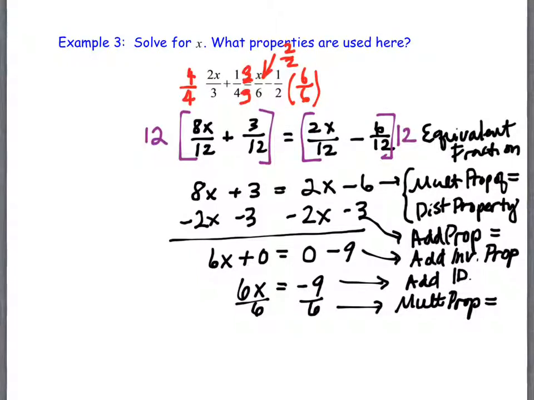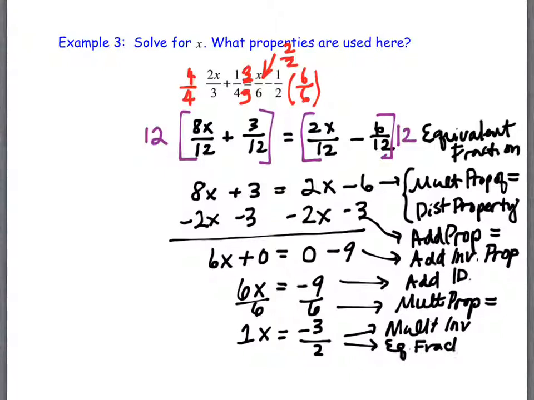When I do this, I end up getting really 1x equals, and we'll simplify this just because we can. I've got negative what? Negative 3 halves. So there's two things that I did. One, I simplified the 6 over 6 into the number 1. That's the multiplicative inverse. And then simplifying the negative 9/6 into negative 3 halves is equivalent fractions. Kind of like I started with at the beginning when I created them to all have the denominator of 12.